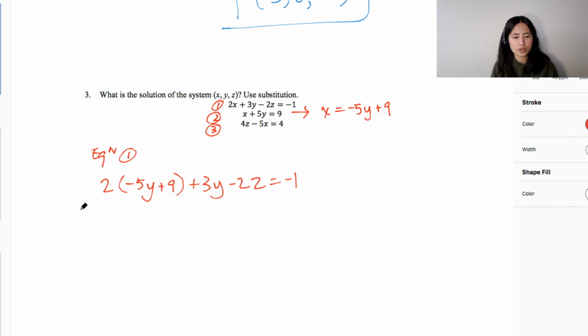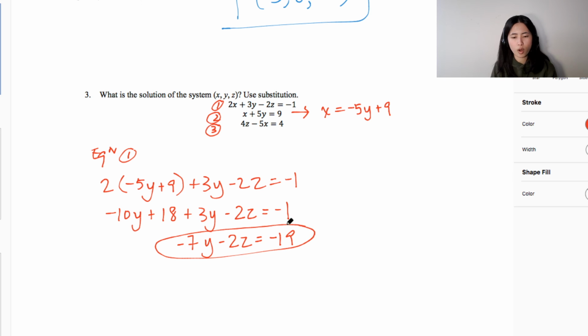Okay, so we need to expand and distribute this 2. So this is negative 10y, this is positive 18, this is plus 3y, this is minus 2z, and this is equal to negative 1. As you can see, we have negative 10 and positive 3. That gives you negative 7y minus 2z, and that's equal to, moving this to the opposite side, negative 19. So one equation gives us y and z, based off of substituting x into equation 1.